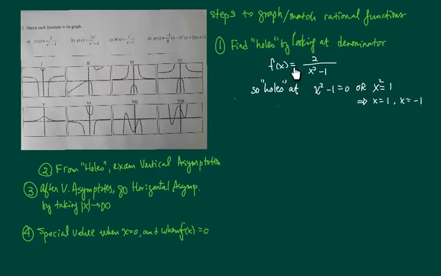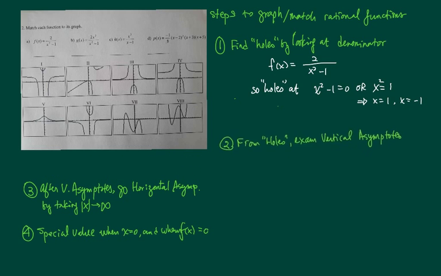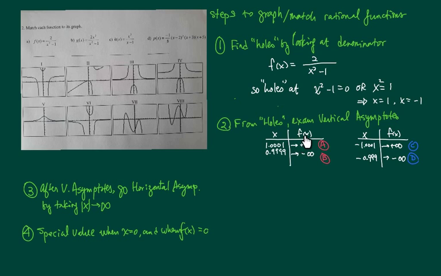Alright, so on step 1 here, we copy the first function. We can see when we set the denominator equal to 0, there are 2 holes, x equal to 1 and minus 1, where the function is not defined. Having found the holes, let's go on to step number 2, which is to examine the vertical asymptotes. Right around the holes, when x equals 1.001 or minus 0.999 from either side, the function does blow up.